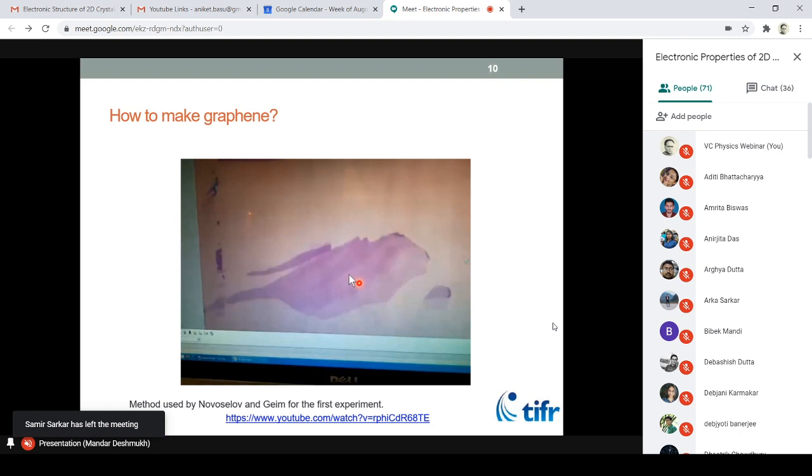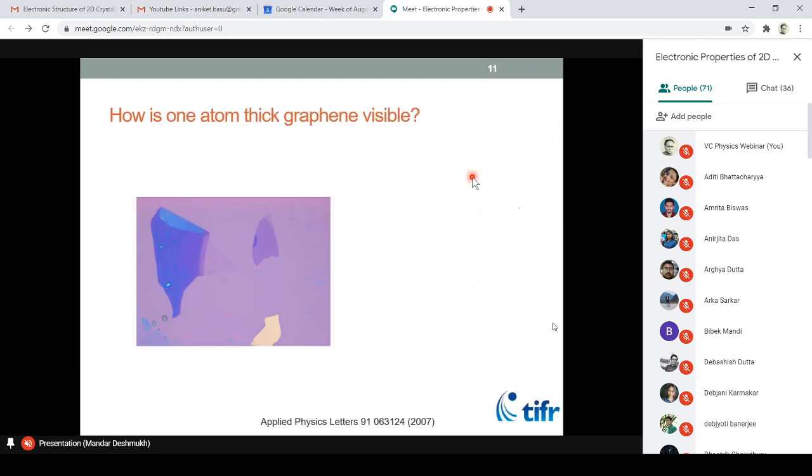So you don't actually need a very sophisticated optical microscope to do it. I encourage some of the students to try doing this in your experiment, with the permission of your professor. So some simple physics allows you to see things which are only one atom thick.